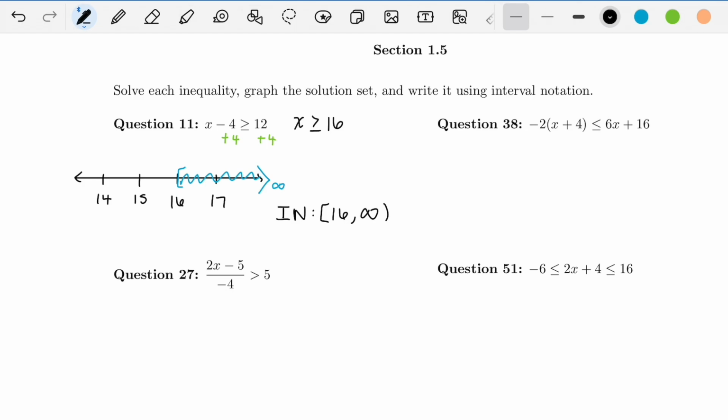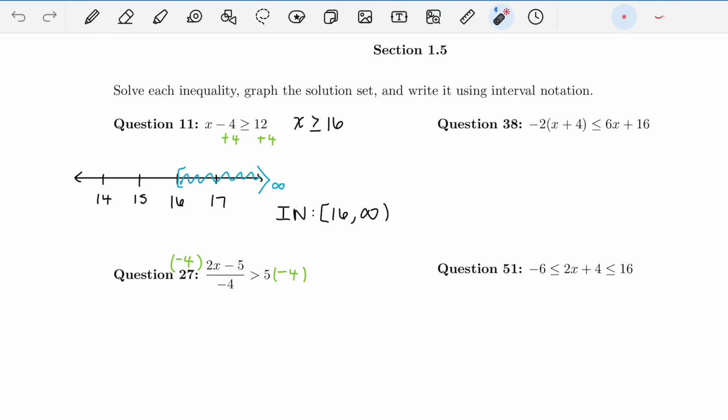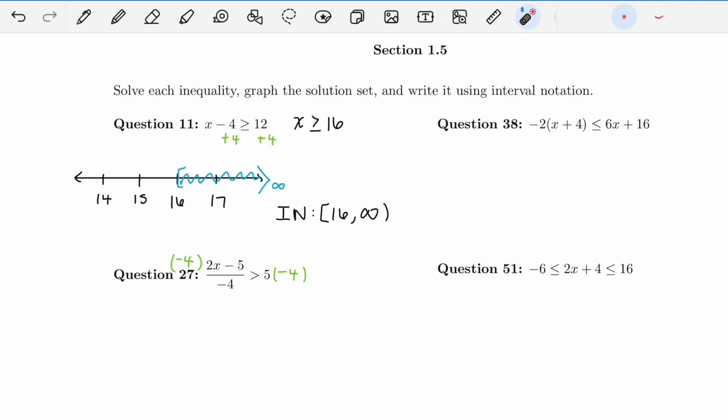The next problem we're going to look at is 27 here. We again want to solve for x. So for this one, the first thing we're going to do is get rid of this fraction. We can do so by multiplying by -4 on both sides of our inequality. We can do this because we have a -4 on the numerator and in the denominator, so these guys are going to cancel, and we end up with something nicer on the left-hand side of our inequality, just 2x minus 5.